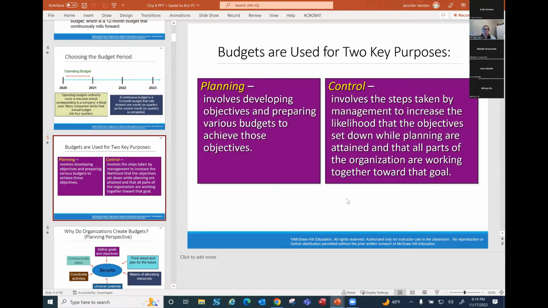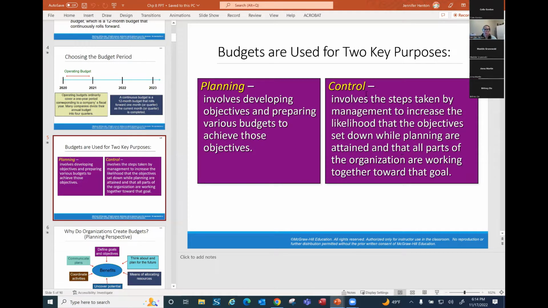So we have two key purposes. Planning, which involves developing objectives and preparing various budgets to achieve the objectives. When they say preparing various budgets, that just means within that budget itself, remember I was saying that you may look at production, you may look at sales, you're going to have to look at what's the cash coming in, what money is going to go out. So the various aspects of that budget, there's different pieces. There's different little budgets that go within the master budget.